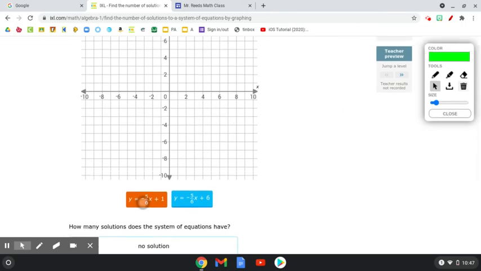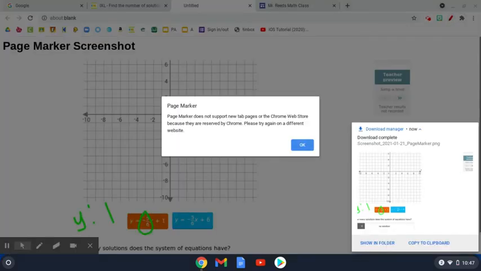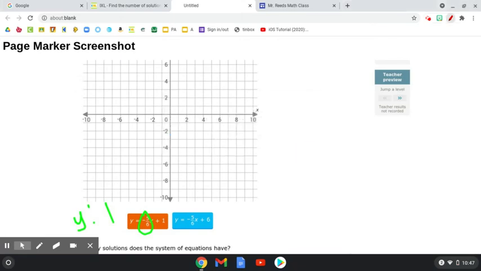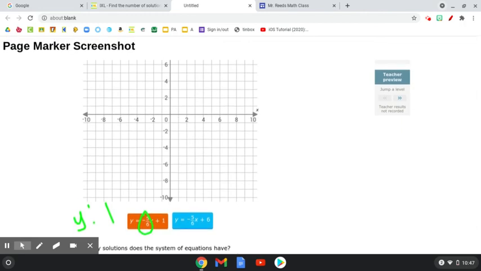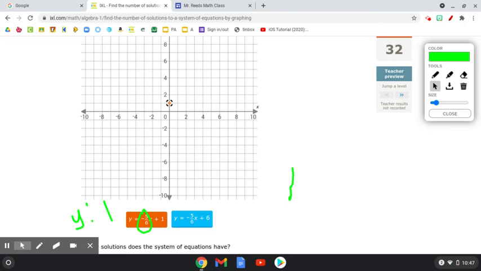So this one, let's look at this first one. Negative 5/6 x plus 1. My y-intercept here is 1, and my slope is negative 5/6. I don't know what happened to my page marker. I'll fix it later. Oh, it's a screenshot, that's why. Okay, anyway. So plus 1, and down 5: 1, 2, 3, 4, 5. And over 6 will be here.